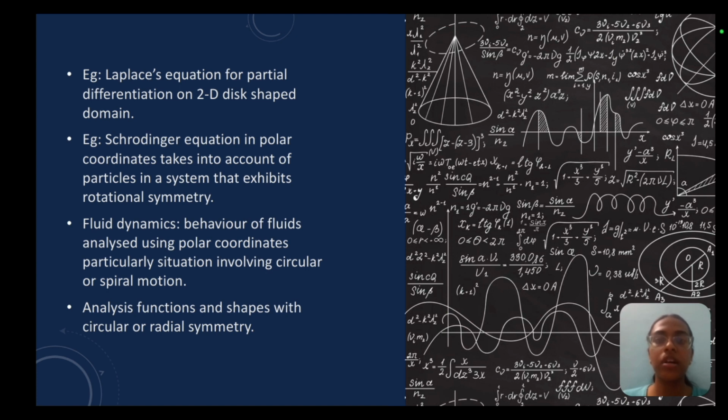Schrodinger's equation in polar coordinates takes into account particles in a system that exhibits rotational symmetry. Polar coordinates are also applied in fluid dynamics. The behavior of fluids is analyzed using polar coordinates, particularly in a situation involving circular or spiral motion. Polar coordinates are also used to analyze functions and shapes with circular or radial symmetry. In short, polar coordinates make calculations easier for physicists and mathematicians.